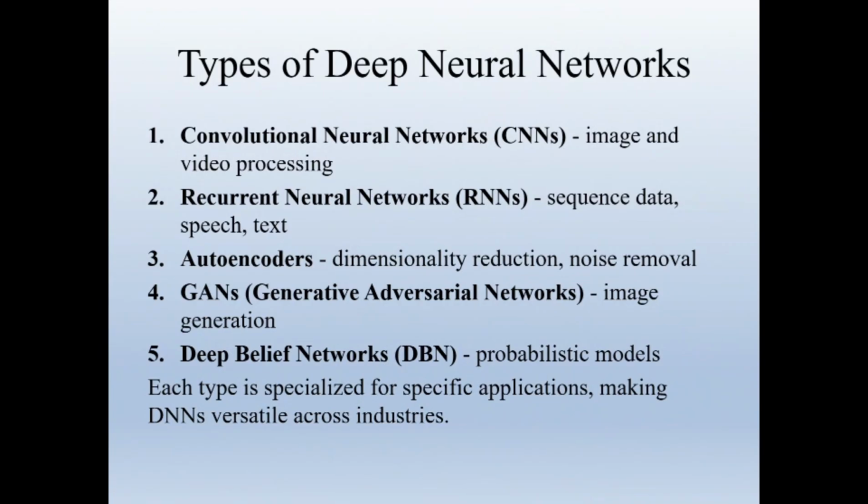Next, see types of DNN. Which involves CNN, convolutional neural networks, that process mainly image and video; RNN, that is recurrent neural network, which performs with speech, text and sequence data; autoencoders, which are involved in dimensionality reduction and noise removal; and GAN, generative adversarial networks, which from the name itself helps in generation of images. DBN, deep belief networks, are probabilistic models. So these perform with specialization in various versatile applications.